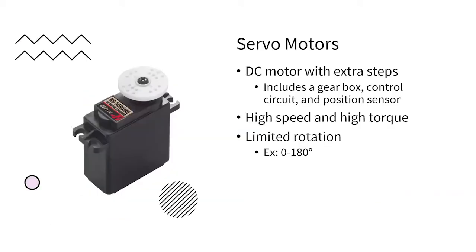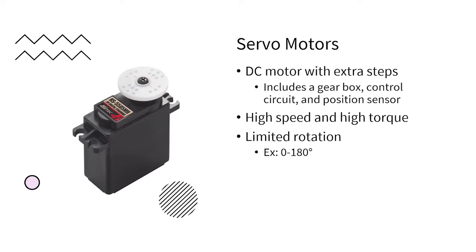So the last motor that we're going to be looking at here is a servo motor. Servos are actually just DC motors, but with extra steps. Servo motors already include the DC motor, but they have an additional gearbox, a control circuit, and a position sensor, which is often a potentiometer, I believe. So in this sense, they're very similar to a DC motor, but all the external components that you could add yourself are already enclosed within a servo motor. Because of these additional components, servo motors are very good for both high speed and high torque.